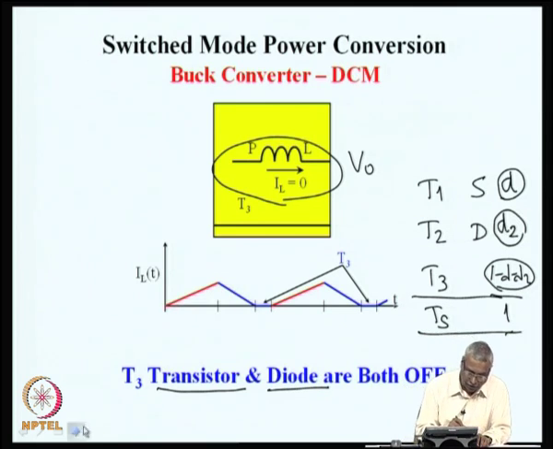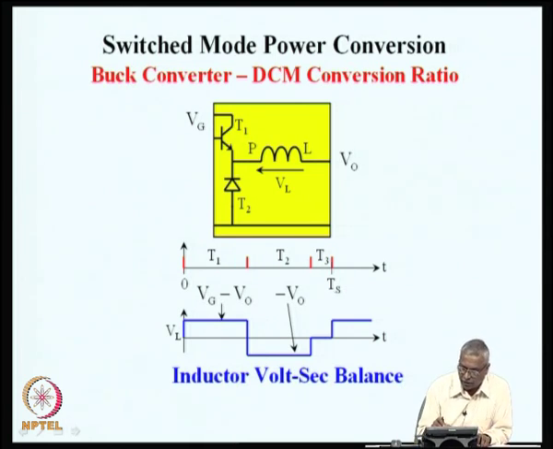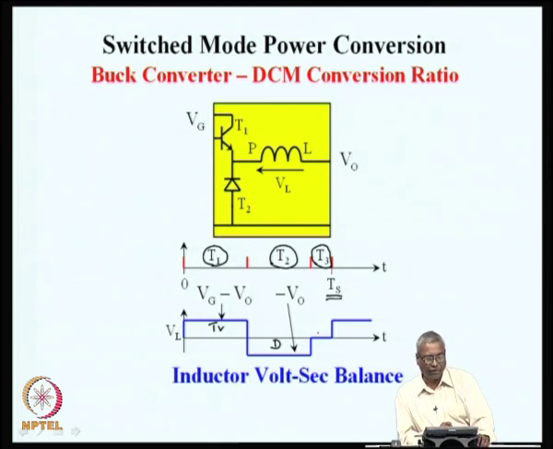Now, in this particular slide, you see that in these 3 intervals in one cycle Ts, there is an interval T1 when the transistor is on, then there is the next interval T2 when the diode is on, then the last interval T3 when none of them are on and so the current through this is 0.